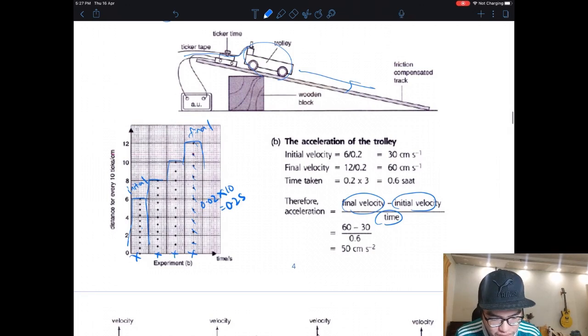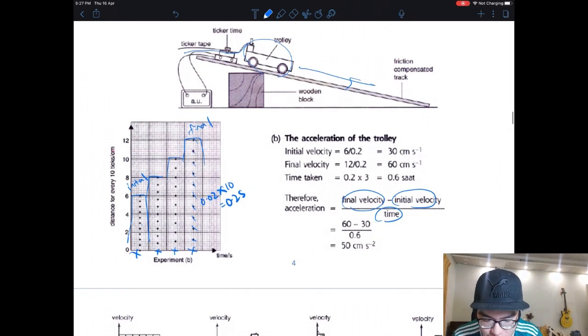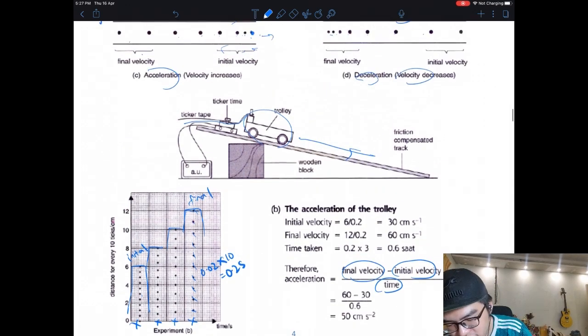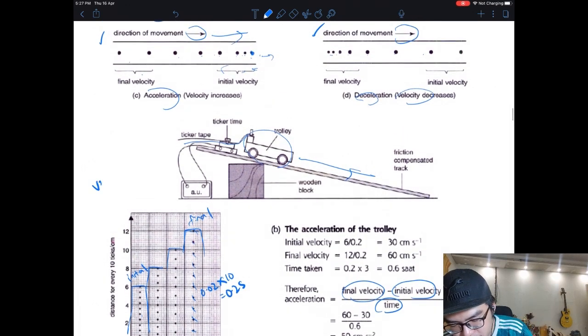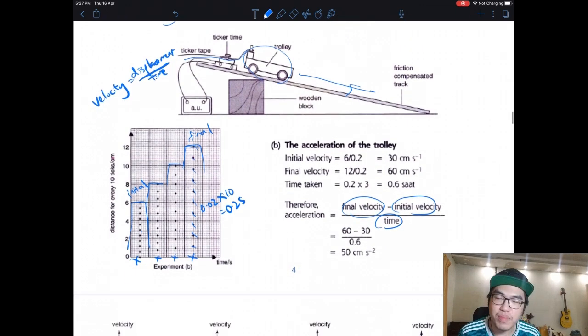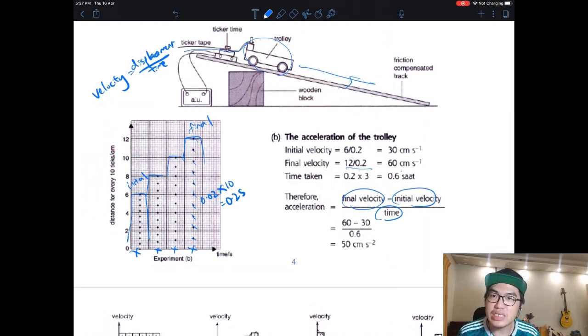And then let's look at the final velocity. What's the length here? Remember the formula of velocity? Velocity is displacement or distance, meaning the length, divided by time. The length is 12. So 12 divided by 0.2, because the whole thing is 0.2, you should get 60 cm per second. You might say, sir, I want to use meter. Can, no problem. And then for initial, how long is this? This is 6 cm. So 6 divided by 0.2, you get 30.